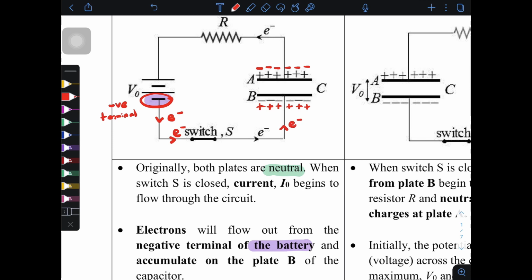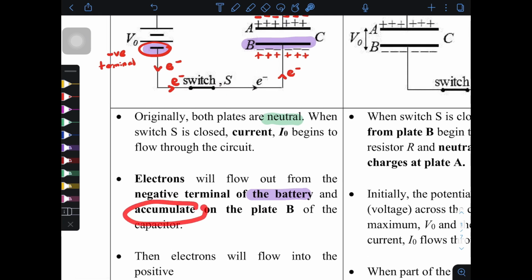ke plate B. The electron will flow to the plate B. Okay, ni elektron keluar pada negatif akan masuk ke plate B. Okay, and accumulate, maksudnya dia akan berkumpul di plate B. For example, I change the electron color to blue. For example, elektron yang keluar daripada terminal negatif kita berwarna biru dan dia akan accumulate at plate B. Accumulate lah, maksudnya dia akan berkumpul dekat plate B.